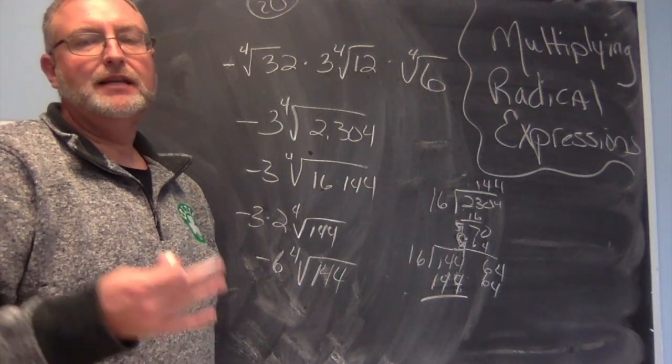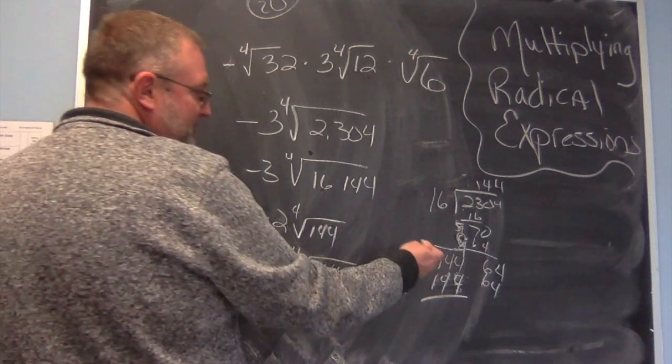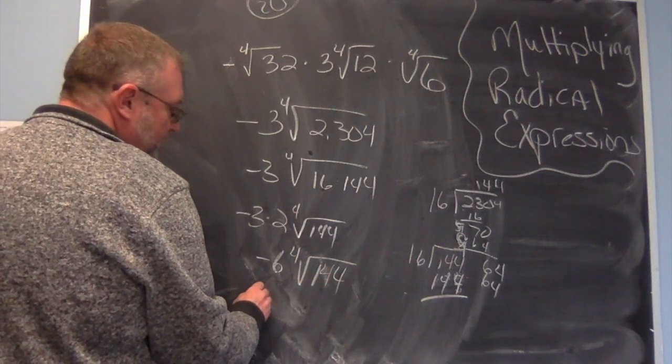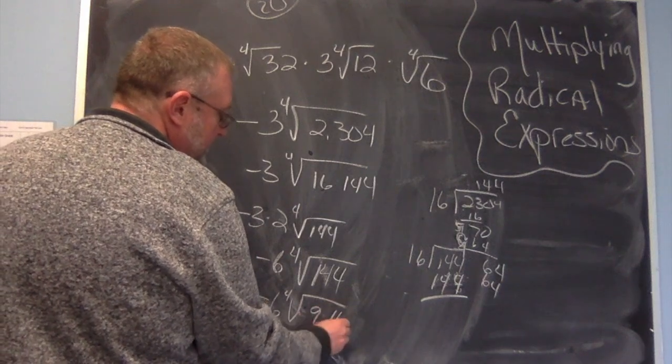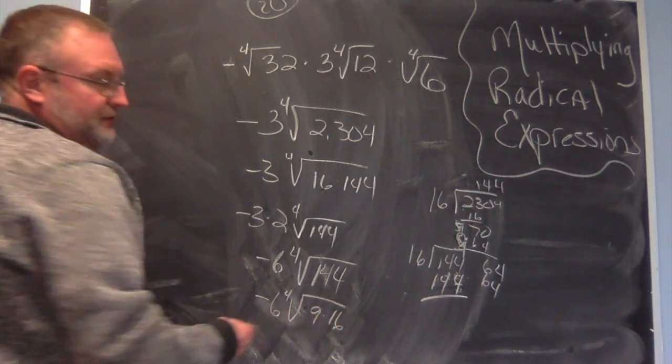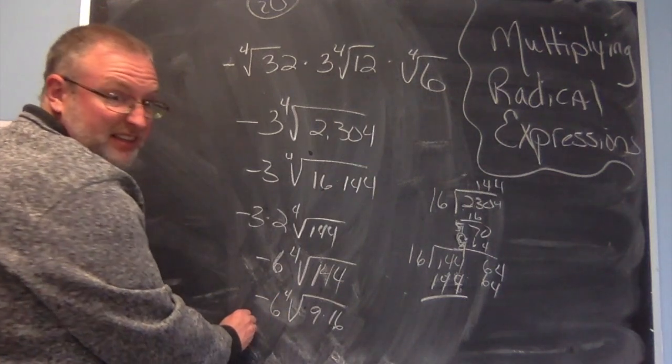Now, I did that just to show you trial and error until you find it. All right? So I know 9 times 16 will give me 144. So I have negative 6 times the fourth root of 9 times 16. I know that the fourth root of 16 is 2. So I'm going to factor out that 2, which leaves me, can you see this?